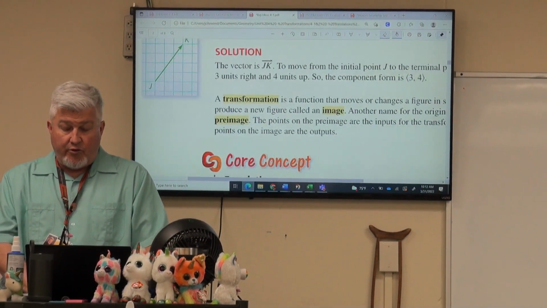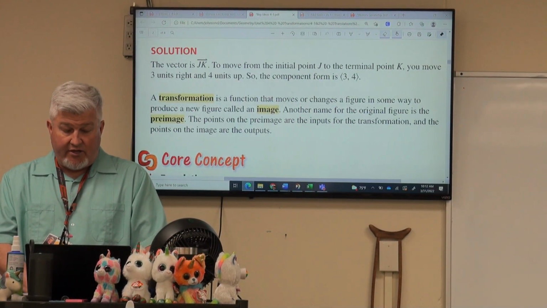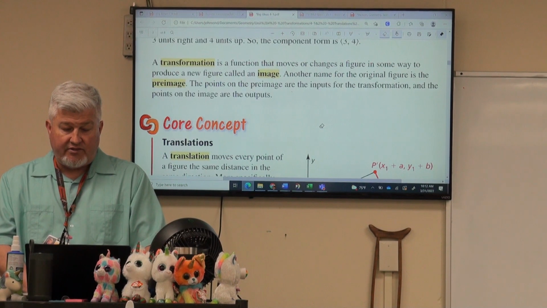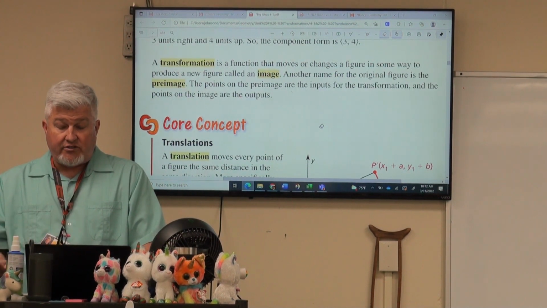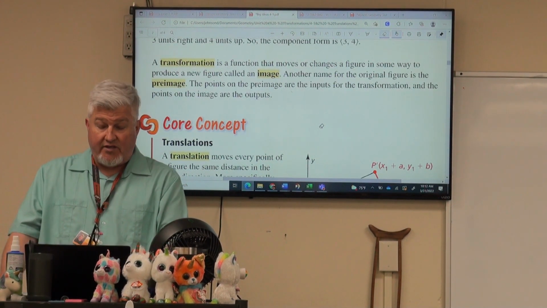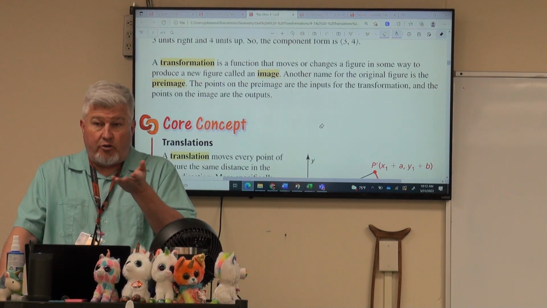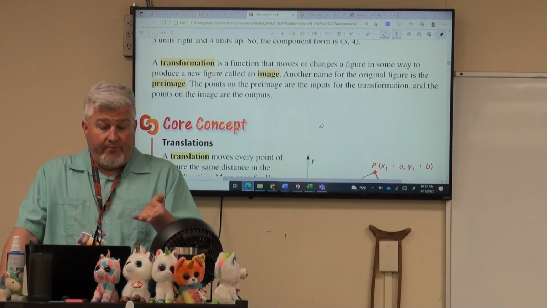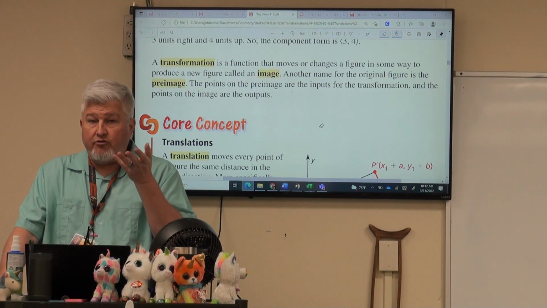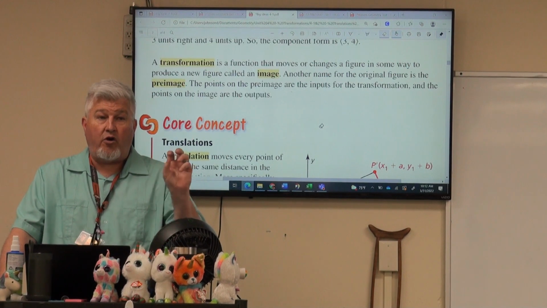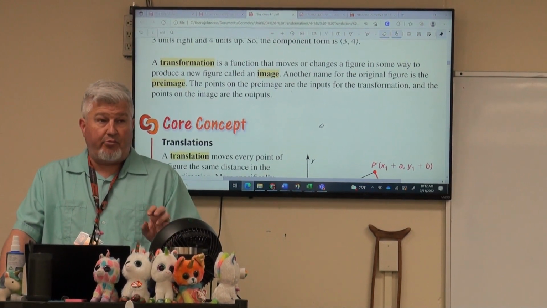I don't know why they threw this in the middle of the chapter. I would have thought this is how you would start out the chapter, but it's describing now again. I said this whole unit is called transformations. A transformation is a function that moves or changes a figure in some way to produce a new figure called an image. So this is the next terminology for you to write down. Okay, the new figure that you draw when you transform is called an image. Your starting or original figure is called your pre-image.